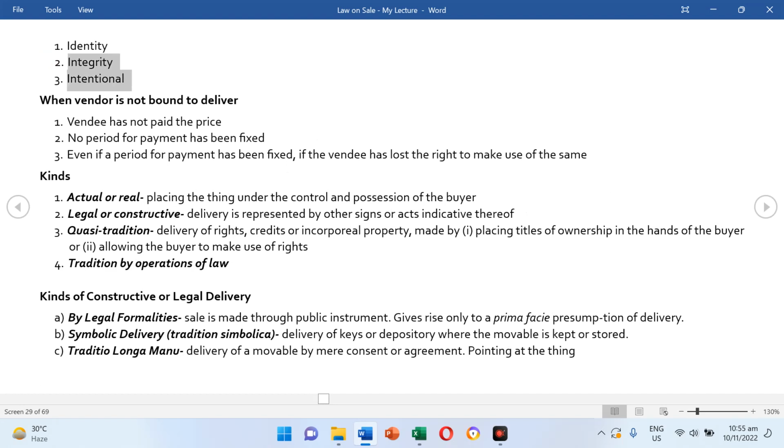Okay. When vendor is not bound to deliver, vendee has not paid the price, no period for payment has been fixed, or even if a period for payment has been fixed, if the vendee has lost the right to make use of the same.